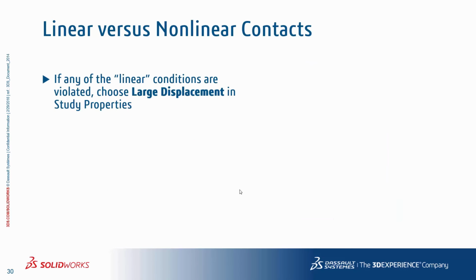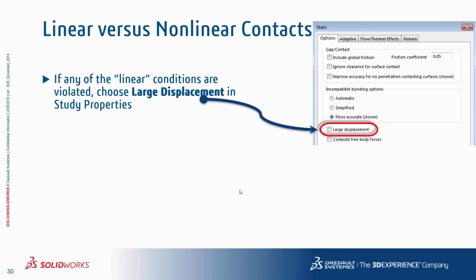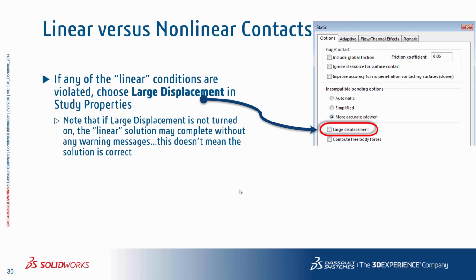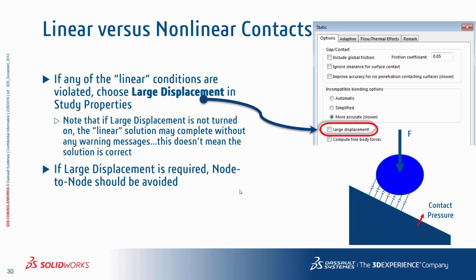So if any of the linear conditions are violated, the large displacement option in the study properties needs to be turned on and the problem rerun to get more accurate results. Like I said earlier, if the large displacement option is not turned on, the linear solution may still complete without any warning messages. This doesn't mean the solution is accurate or correct. Now, if you do end up selecting the large displacement option, make sure that at the global level as well as in the local contact definition level, the node-to-node option is not used.